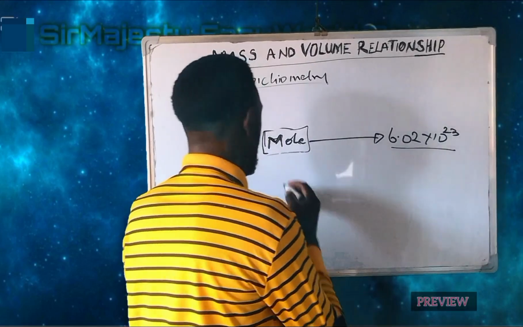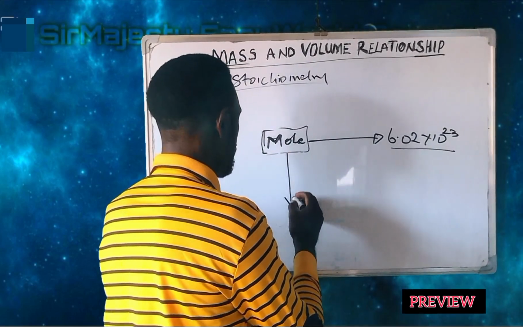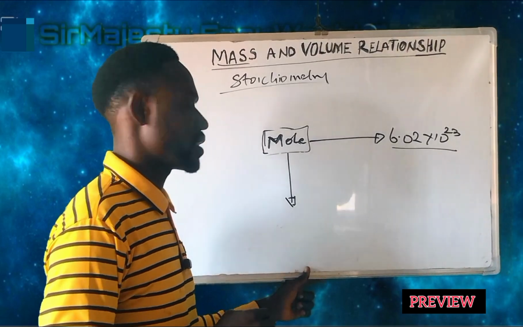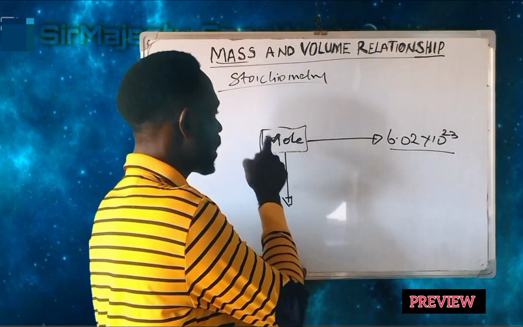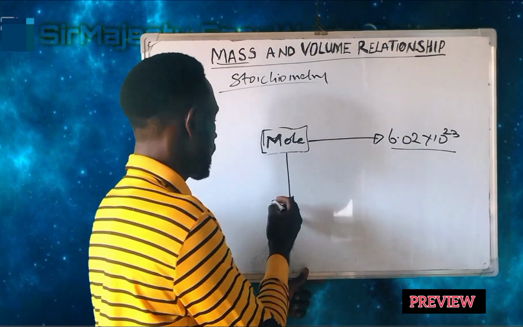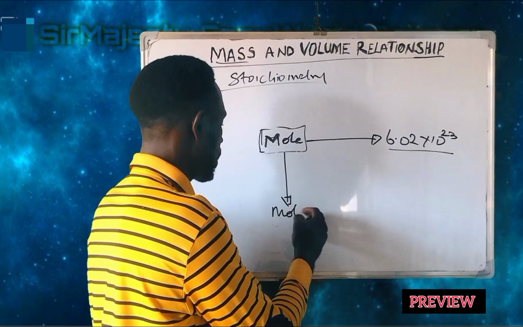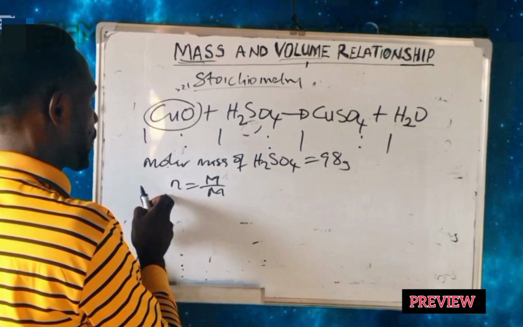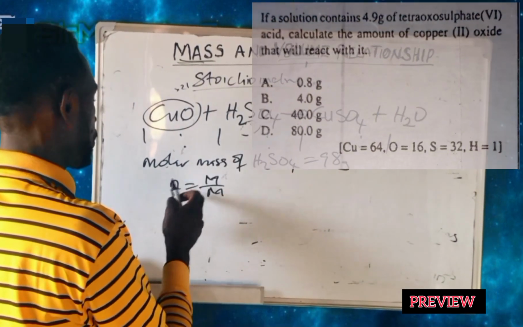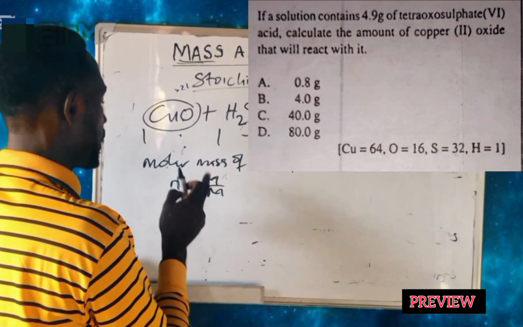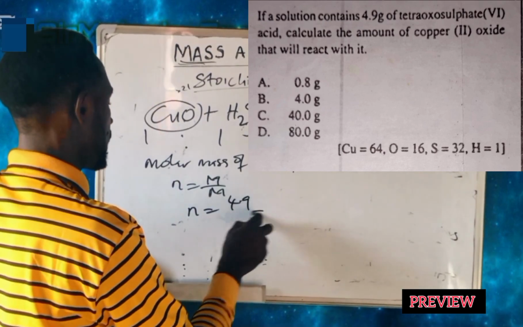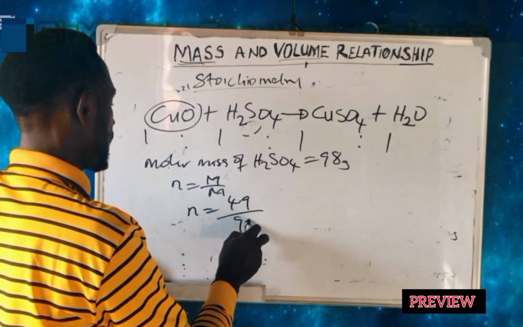This is particle. We cannot directly measure atoms, but rather we can assess the number of atoms by assessing masses and moles. So the mass of 1 mole of an element, whatever it weighs, is the molar mass. I want to know the number of moles represented by the mass given. The mass given was 4.9, the molar mass is 98. Therefore, n is equal to 4.9 divided by 98.